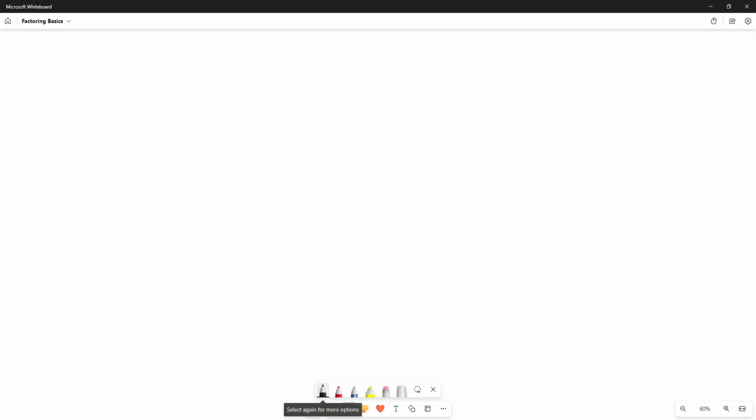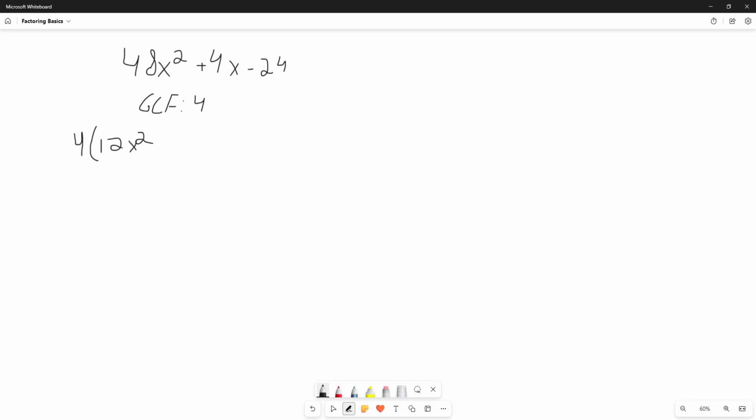So let's say I have 48x squared plus 4x minus 24. Now, we always want to start to find the largest common factor. So the greatest common factor here, out of all of them, is 4. So we can actually start taking out the 4 here. We can divide each term by 4. So 48x squared divided by 4 is 12x squared. And 4x divided by 4 is just x. And minus 24 divided by 4 is minus 6.